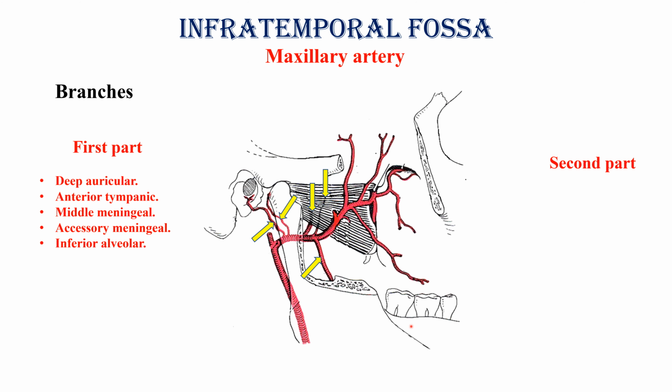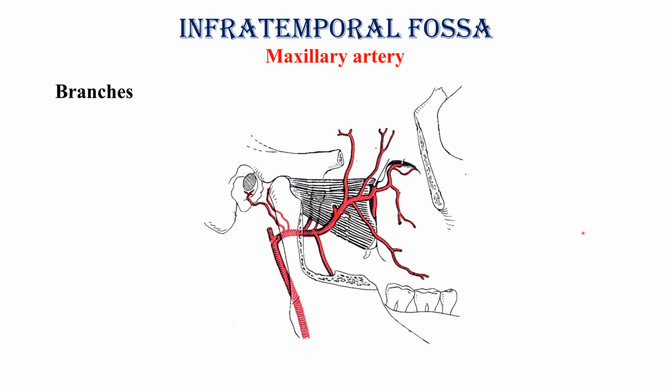The second part, almost all of it is muscular branches, which are the pterygoid branches to the pterygoid muscles, masseteric branches to the masseter. It passes in the mandibular notch between the head and neck, or the condylar process and the coronoid process. The deep temporal to the temporalis muscle, the buccal to the buccinator.